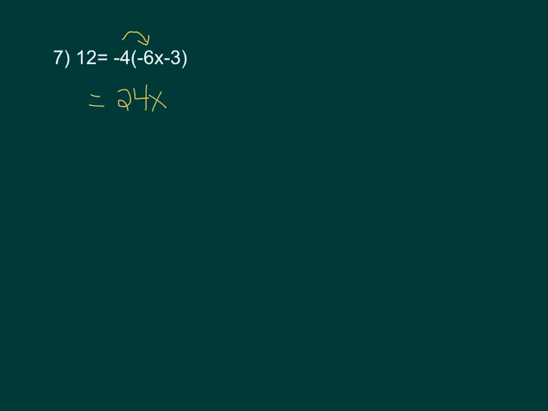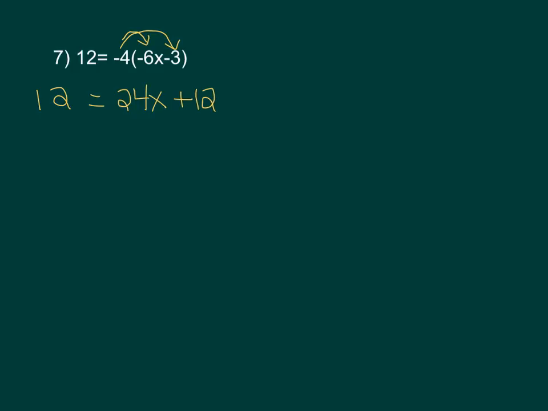Now, since this -3 is also in the parentheses, I need to multiply that by -4 as well. Be careful with your signs here. A negative times a negative is going to end up giving us a positive. So a -4 times a -3 is going to give us a positive 12. Now, since we didn't do anything to the left side of the equation, I'm just going to bring this 12 down.